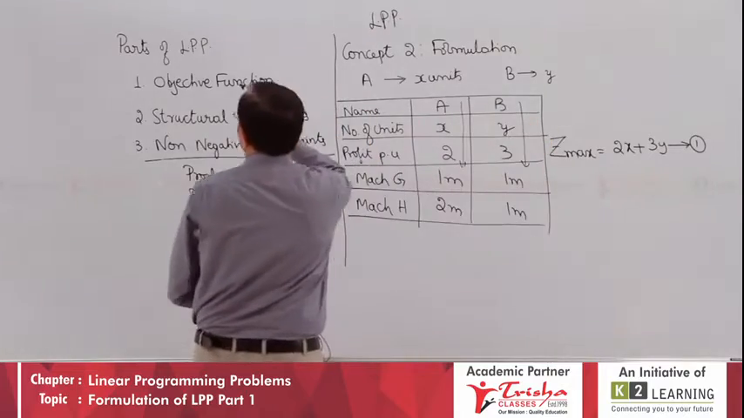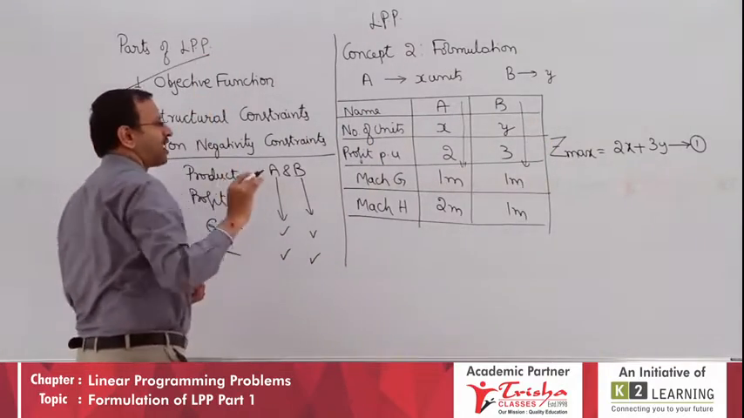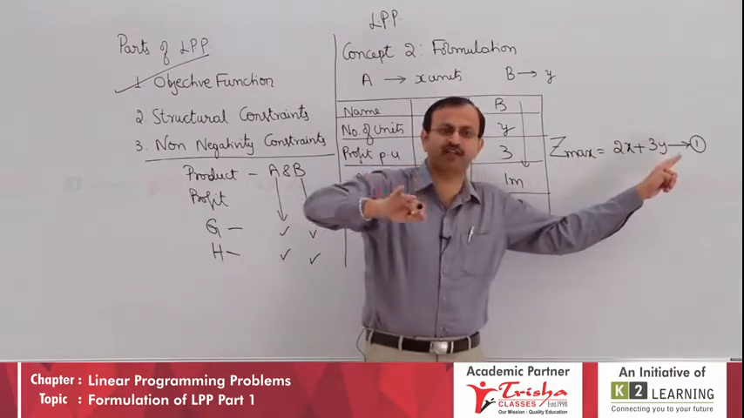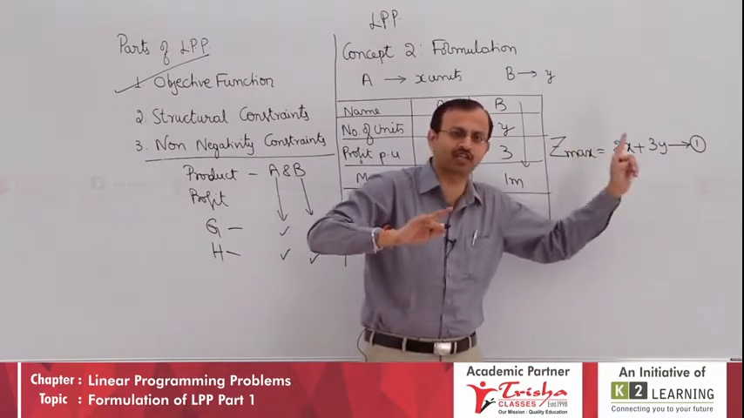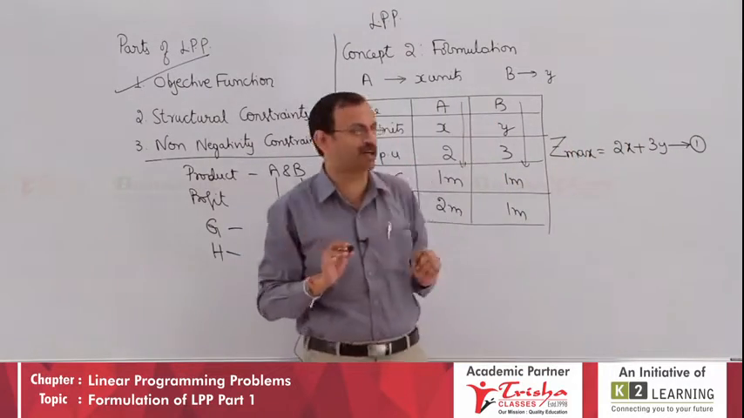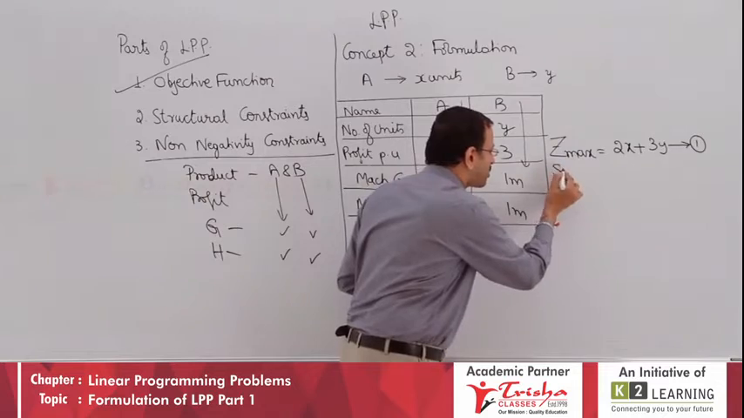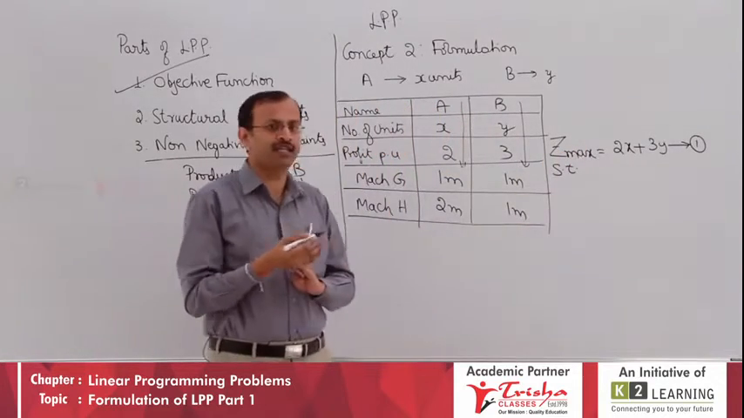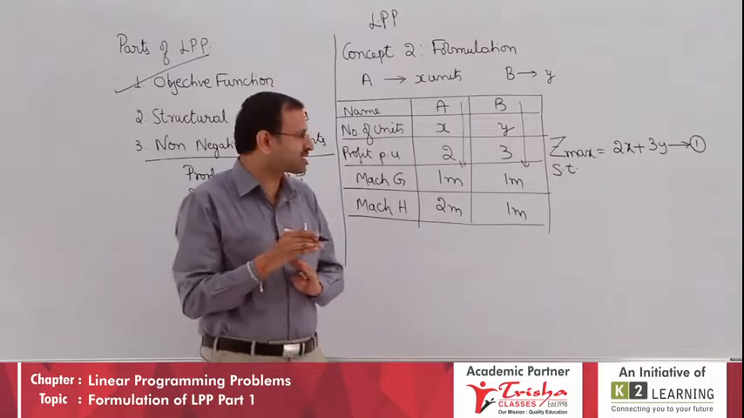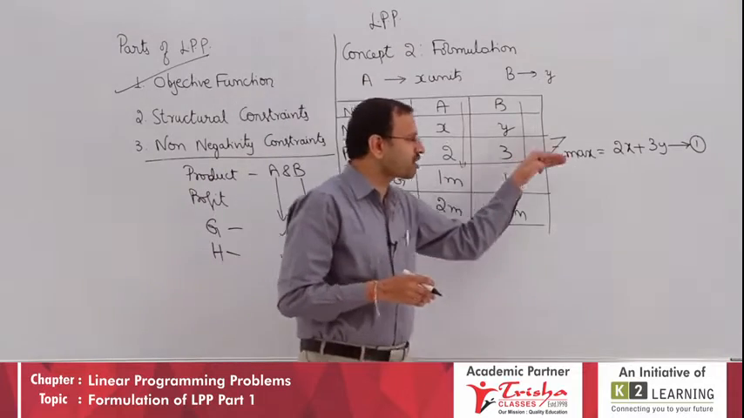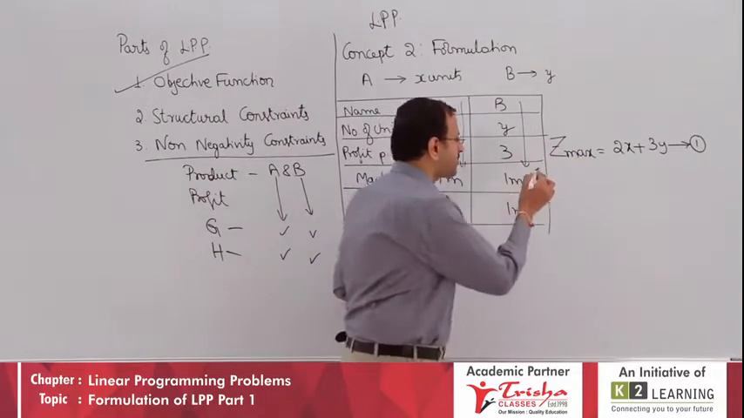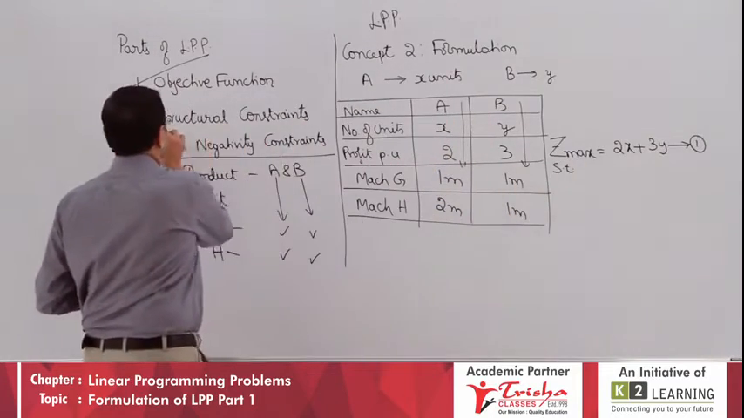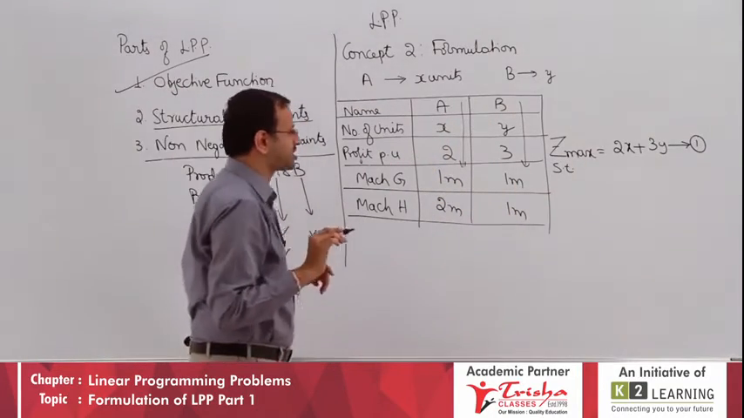So 1 always means the standard one: the objective function. You need not write it again. Whenever 1 is denoted, it is always the objective function. Subject to 2: to produce these 2 types of products, there are constraints. What is the first constraint? After the objective function, our work is to write the structural constraints. We are into the second one. How do you write a structural constraint?